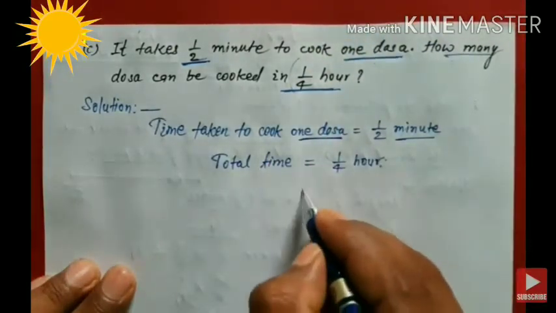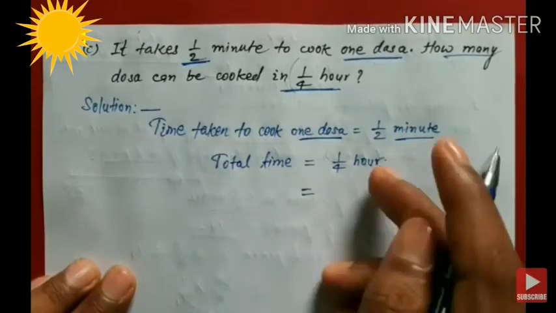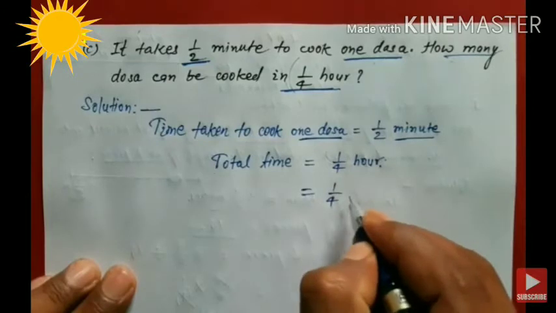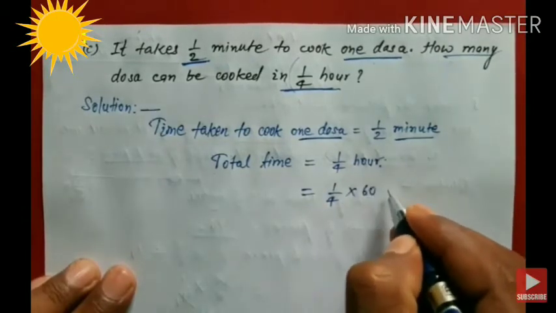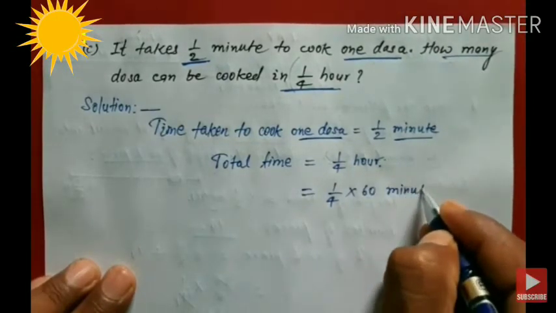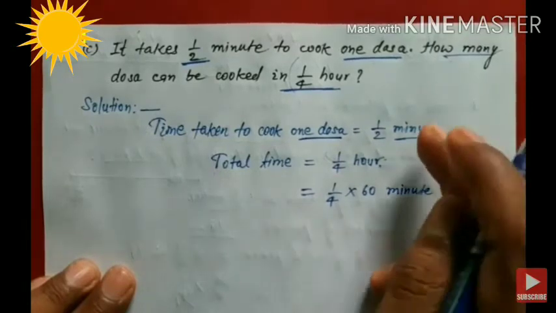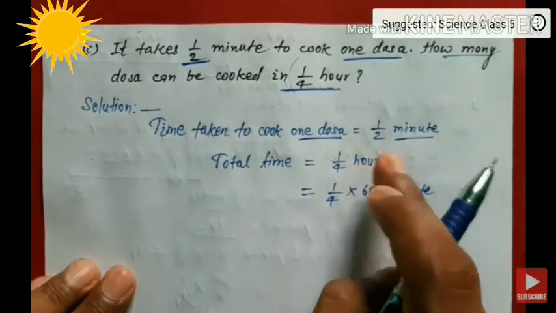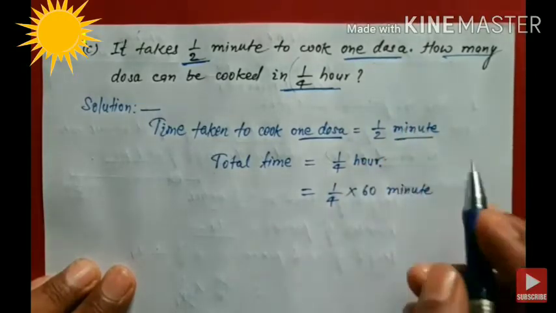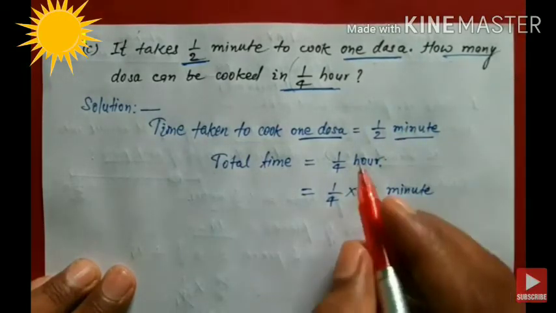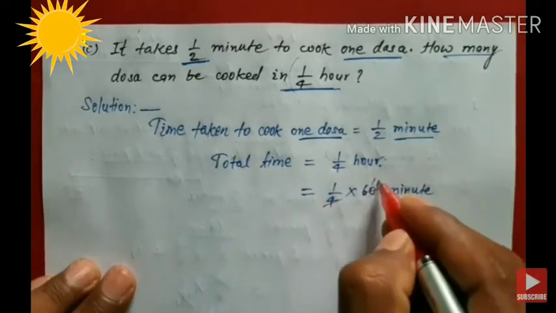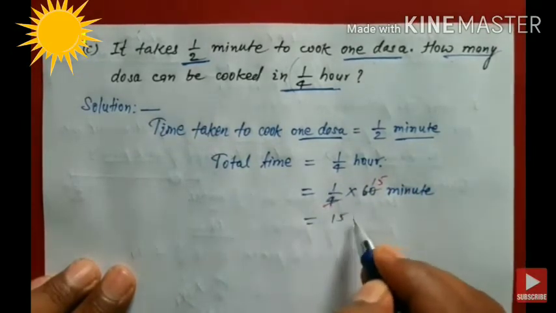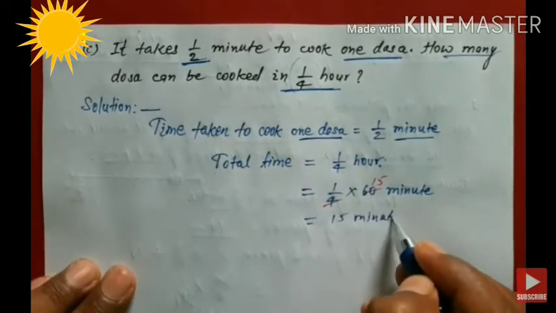So we have to convert these hours firstly into minutes, because the first statement is in minutes. So what we will do, we will multiply this 1 upon 4 by 60. Then it will be converted into minutes. So we can cut this 60 by 4. 4 15s are 60 and 4 1s are 4. So it means total time is 15 minutes.